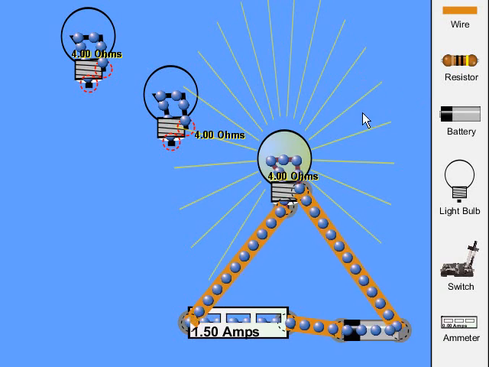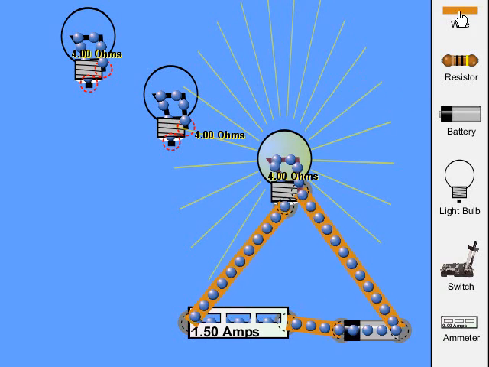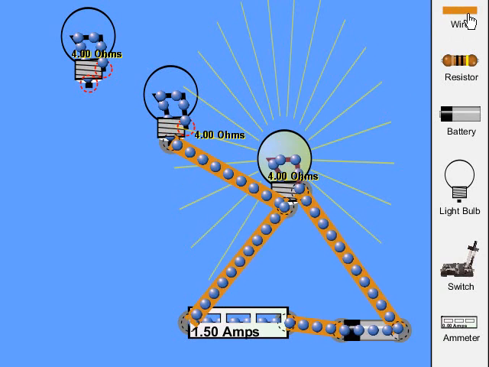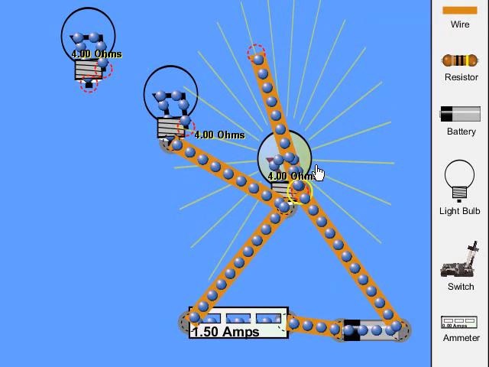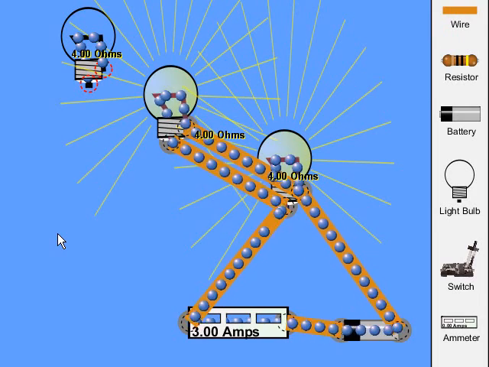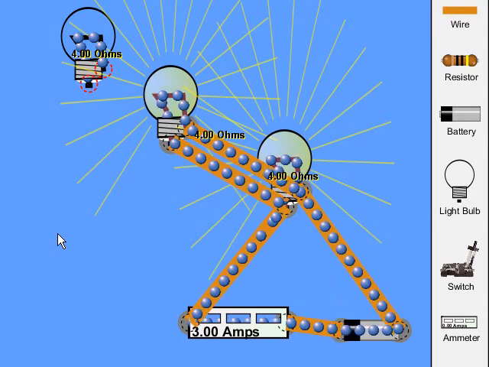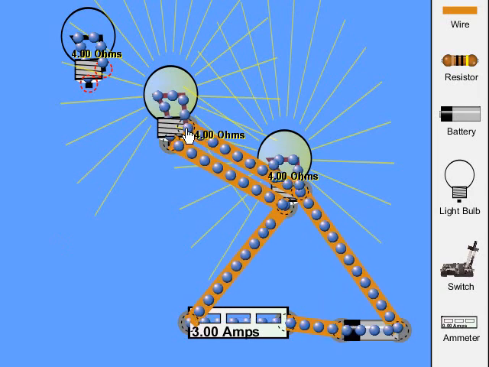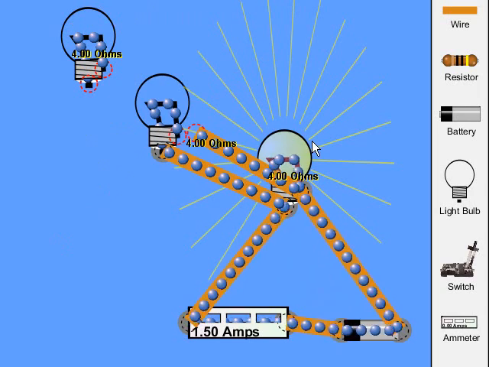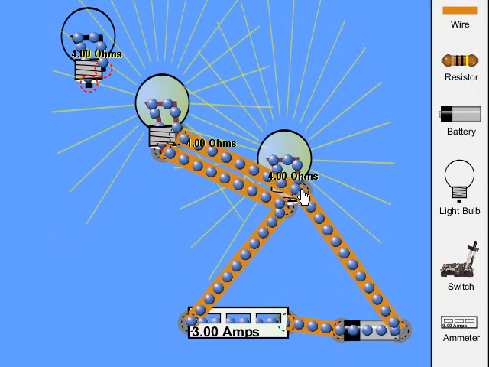Notice how bright it is. Now I'm going to connect these here. There we go. And there we go. And notice that the brightness actually stayed the same on these. And if I disconnect one of them, like one of them wouldn't work, well, then the other one is still going to work. And that's the nice thing about a parallel circuit.